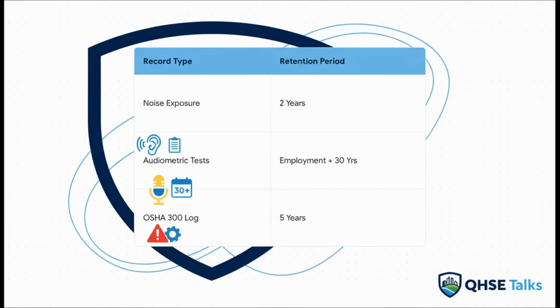Don't fall asleep on the paperwork. These timelines are such easy points to score on the exam. And look at the big one here, hearing test records. You have to keep those for the entire time the person works for you, plus 30 more years. That's huge. Meanwhile, your noise exposure sampling records, just 2 years. You've got to know the difference.